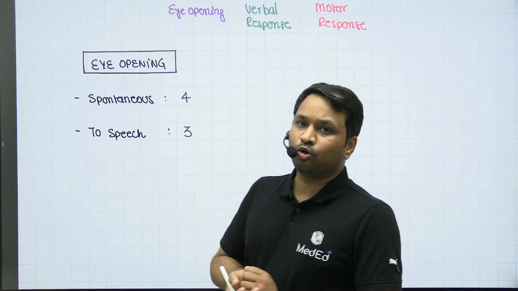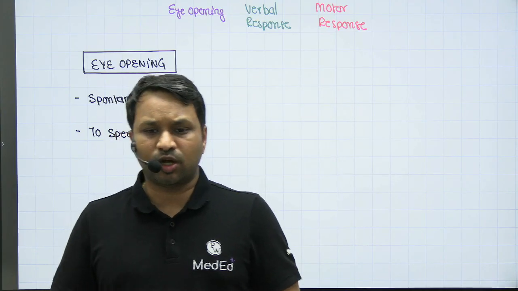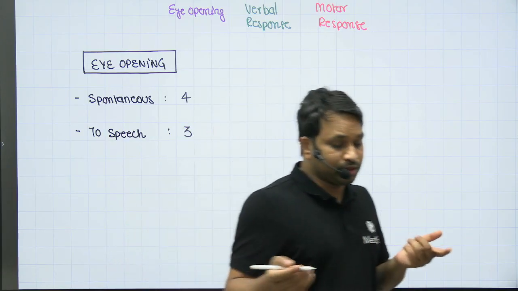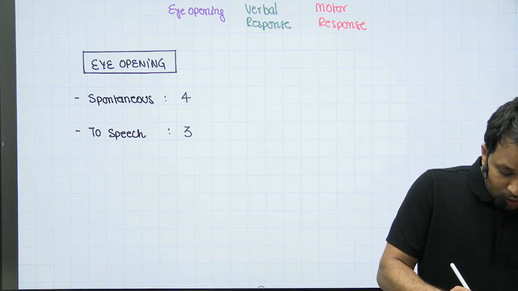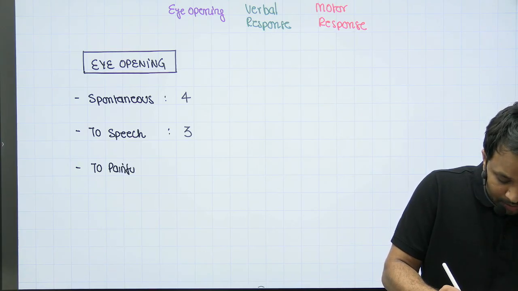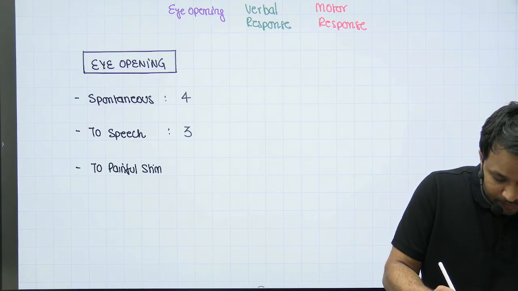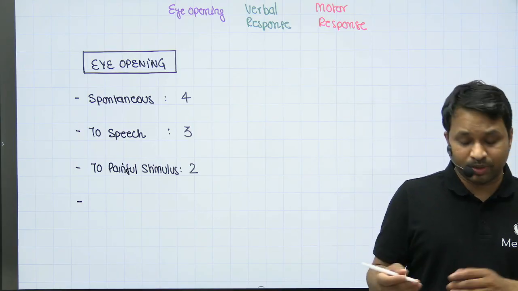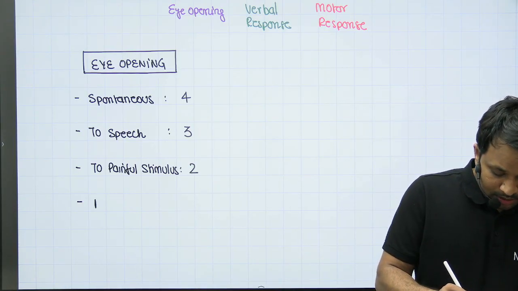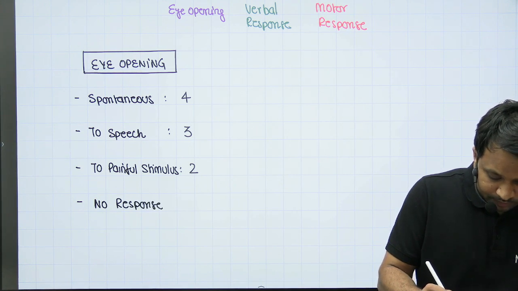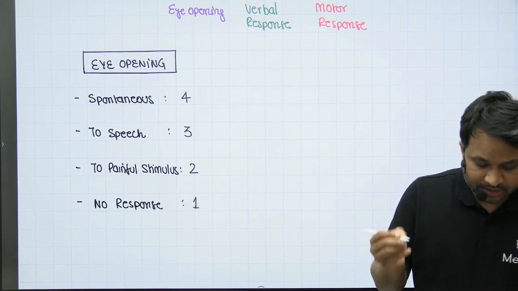Even if the patient is not opening his eyes when you call out his name, the next logical thing is to exert some amount of pain to see whether he opens his eyes with a painful stimulus or not. If there is an eye opening to a painful stimulus, a score of 2 would be given. And even then, if the patient still doesn't open his eyes, we call it no response, and a score of 1 is given.